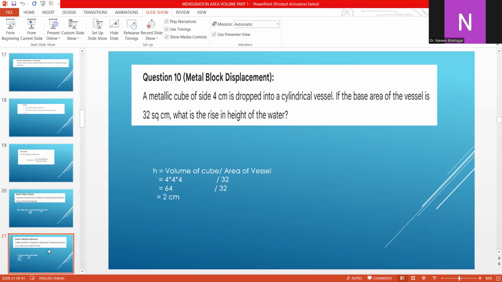Let's come to one last question. Like a metallic cube of side 4 centimeter is dropped in a cylindrical vessel, and if the base area of the vessel is 32 square centimeter, what is the rise in height of the water? See, in this case, we are going to use the same formula. Height will be the volume of the cube divided by the area of the vessel. So the volume of the cube will be 4 into 4 into 4 divided by the area of the vessel, which they have given you as 32 centimeter square. So 64 divided by 32, you're getting the answer 2.